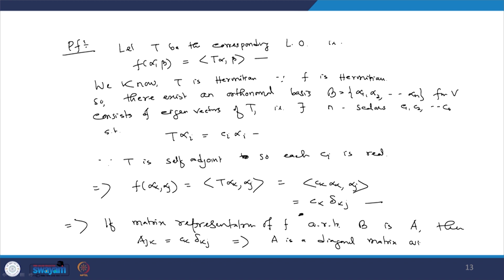So, this implies A is a diagonal matrix with real entries on the main diagonal. Friends, this is a nice result which will be utilized to solve many problems in terms of quadratic forms, positive forms, and other different forms.